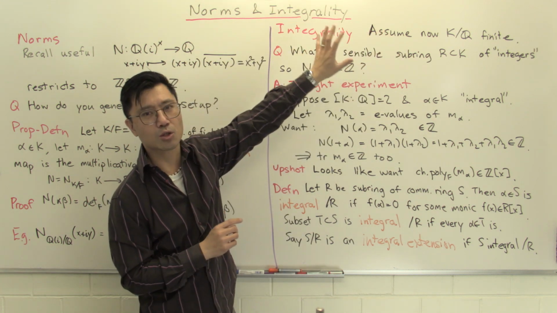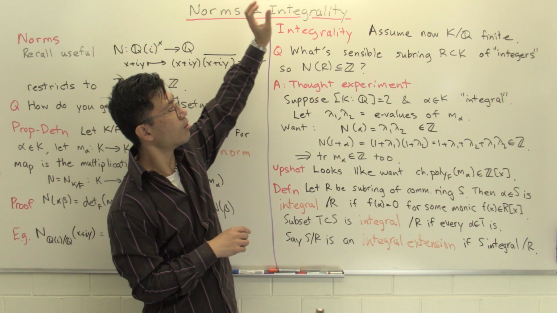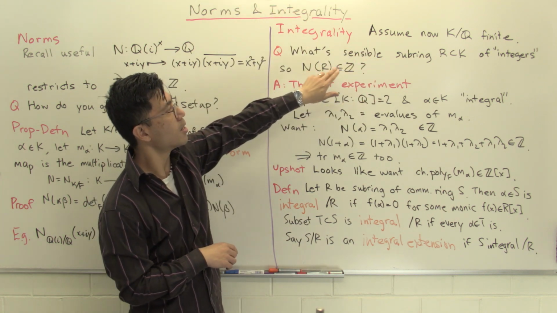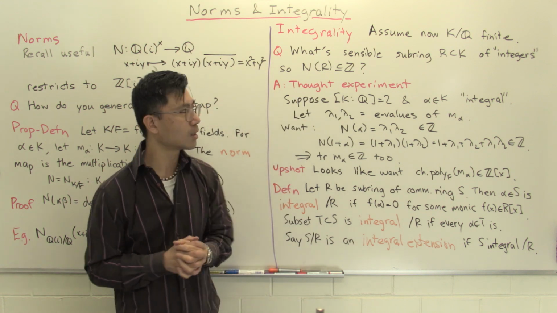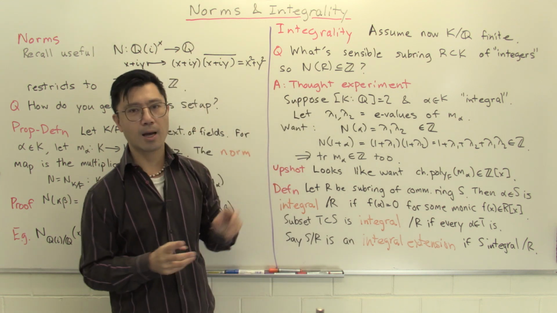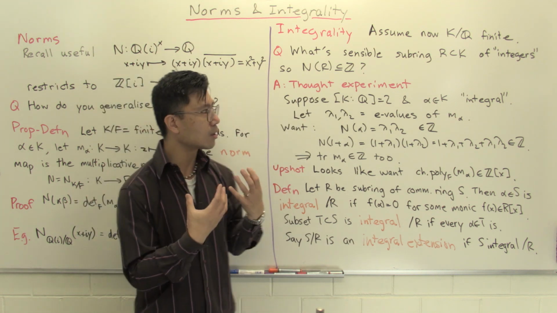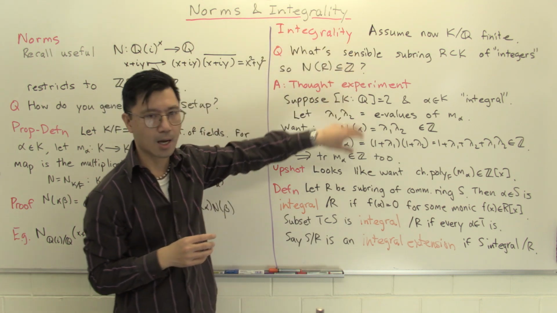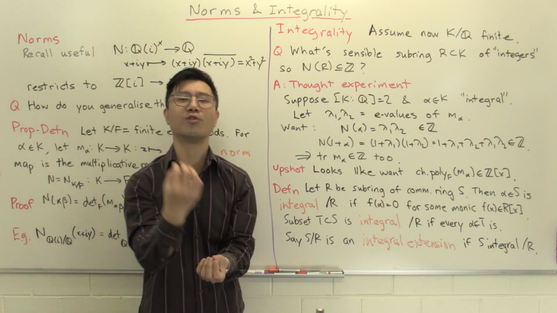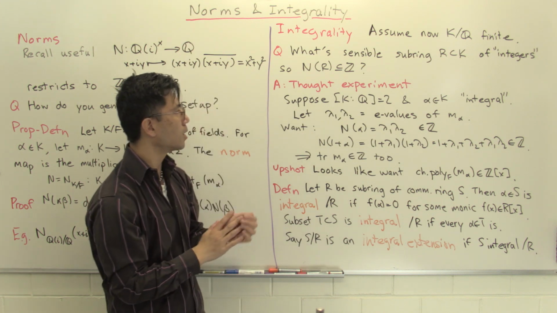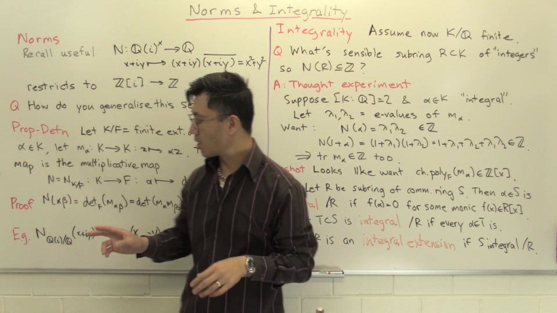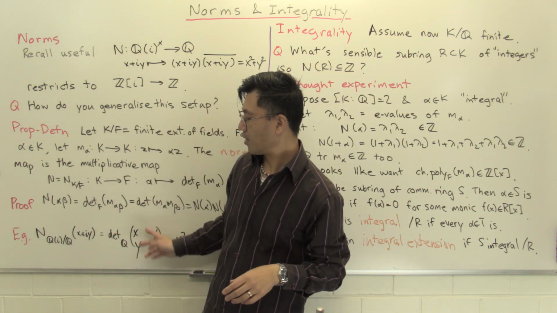I just want to motivate this notion of integrality. The key thing that we want is that the norm of this R is going to be inside Z, so it'll be integral. I don't want to give a precise proposition here. I'm just going to do a little thought experiment to motivate the correct definition. We'll look at a simple case so that the calculations are a little bit easier.